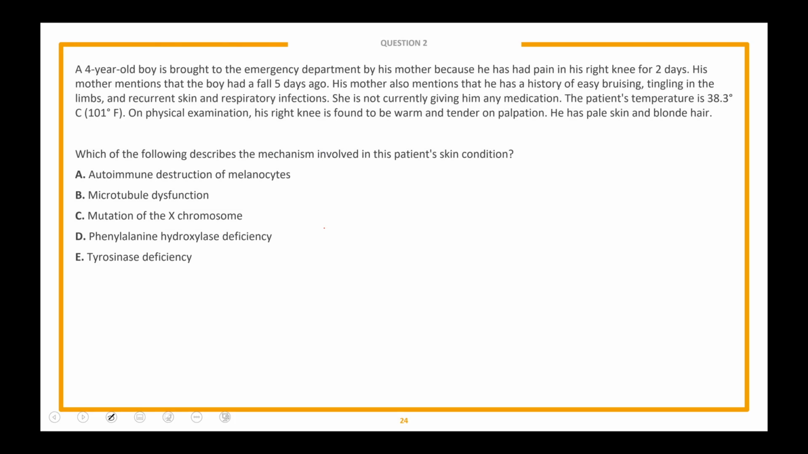And then for step number 7, we're going to start at the bottom and work our way up in terms of looking at those answer choices. E, tyrosinase deficiency. D, phenylalanine hydroxylase deficiency. C, mutation of the X chromosome. B, microtubule dysfunction. And A, autoimmune destruction of melanocytes. So go ahead and start thinking of what you think is the best answer in this question.